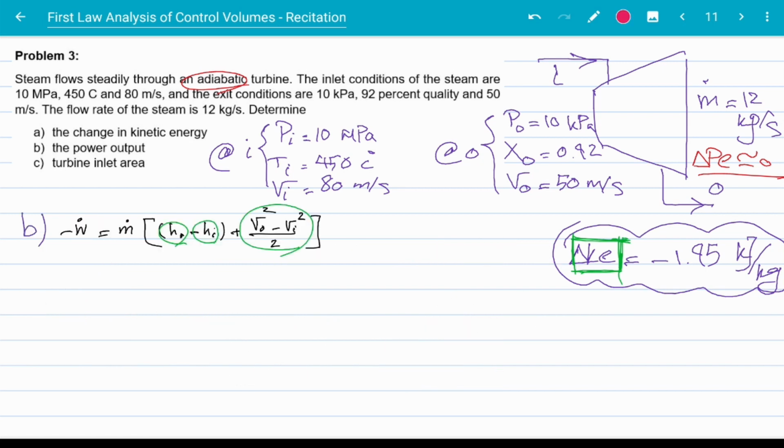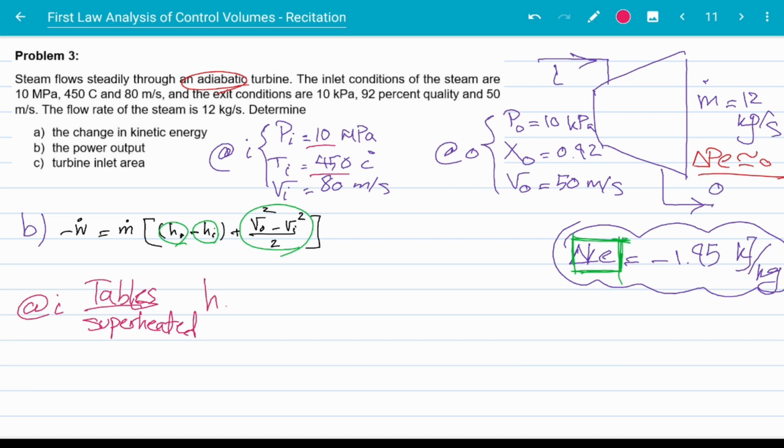Okay, so at the entrance, pressure is 10 megapascals and temperature is 450 degrees. Again, just like previous problems, if we check the tables, we will see that we are dealing with a superheated steam. So jump to the superheated tables and read the value for h inlet, or the enthalpy.